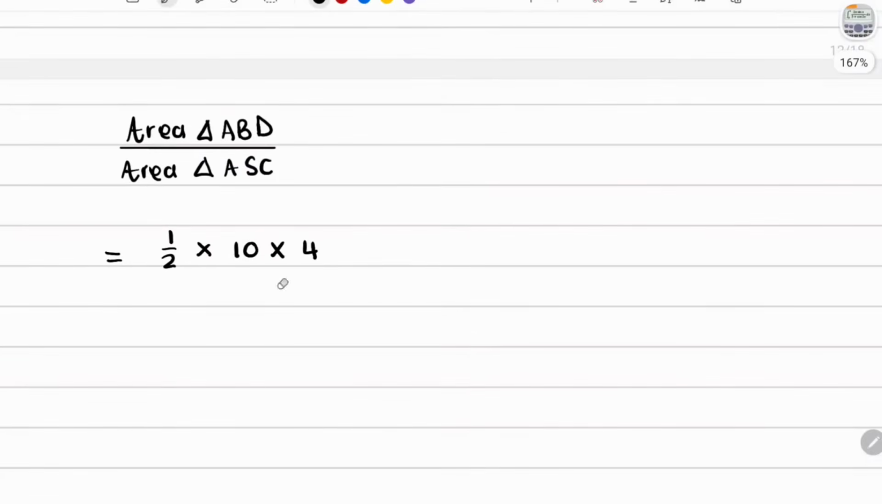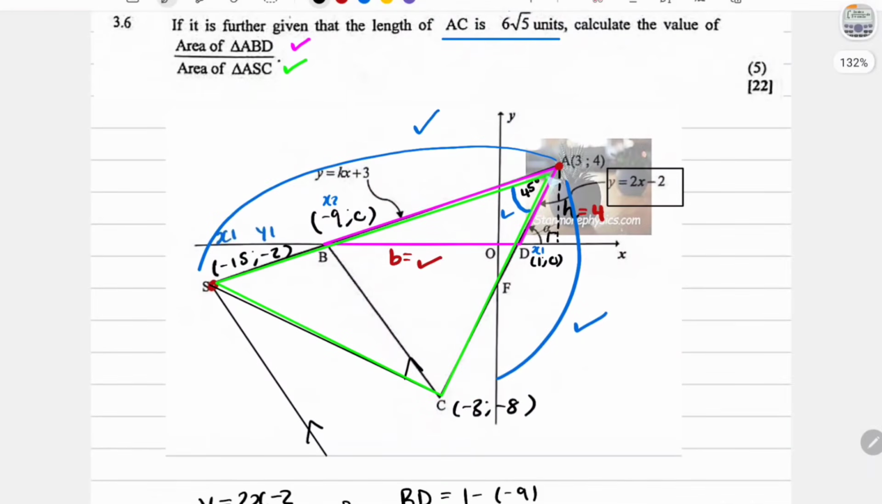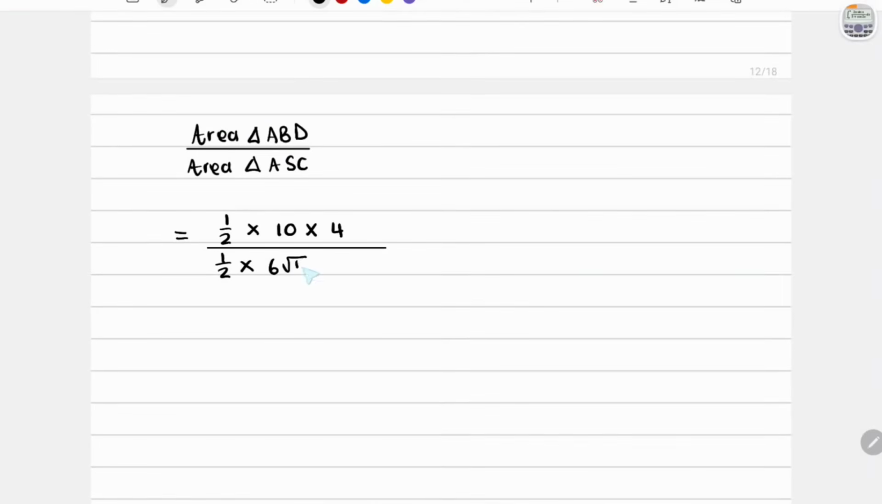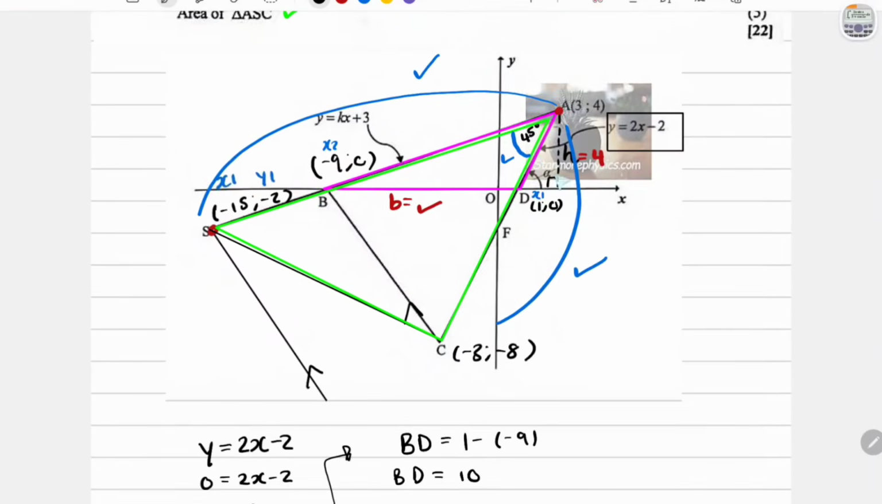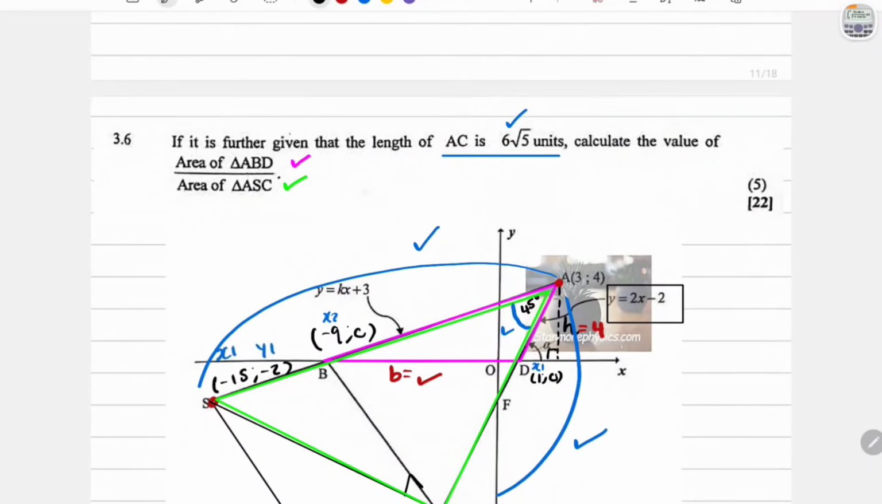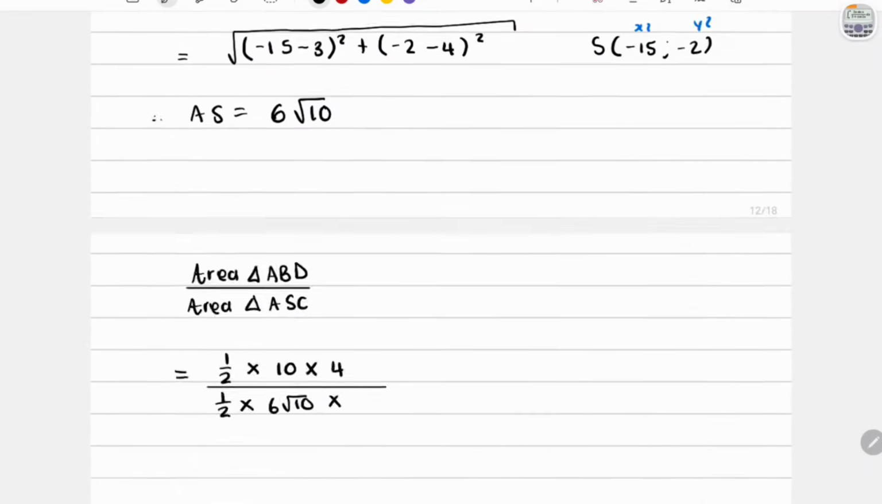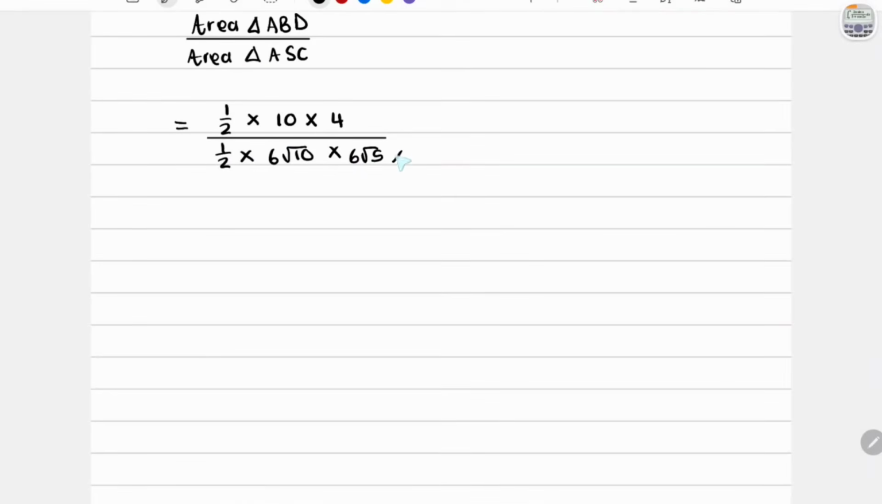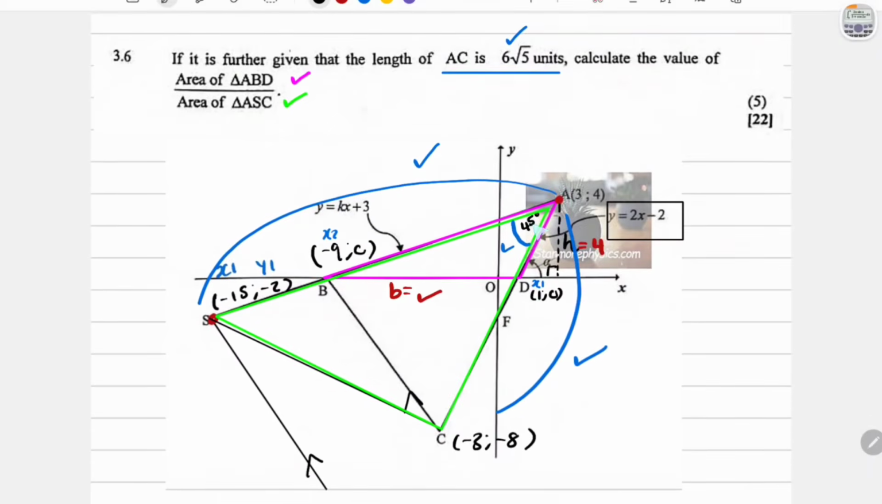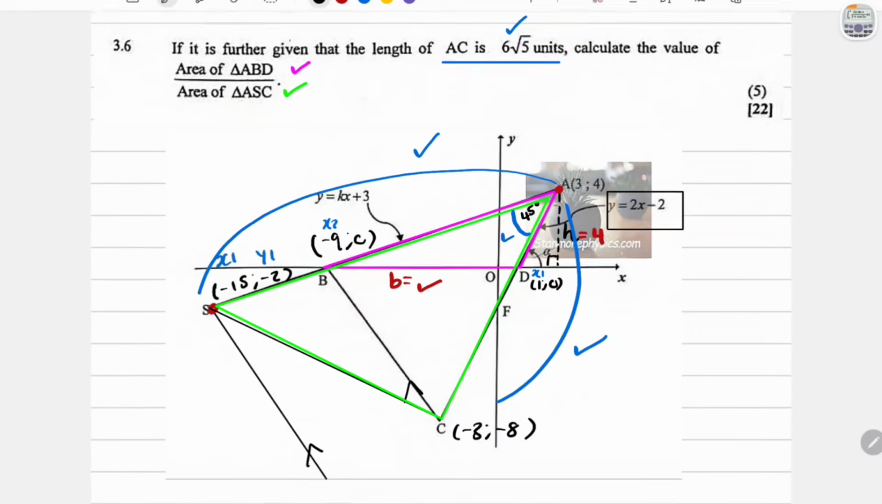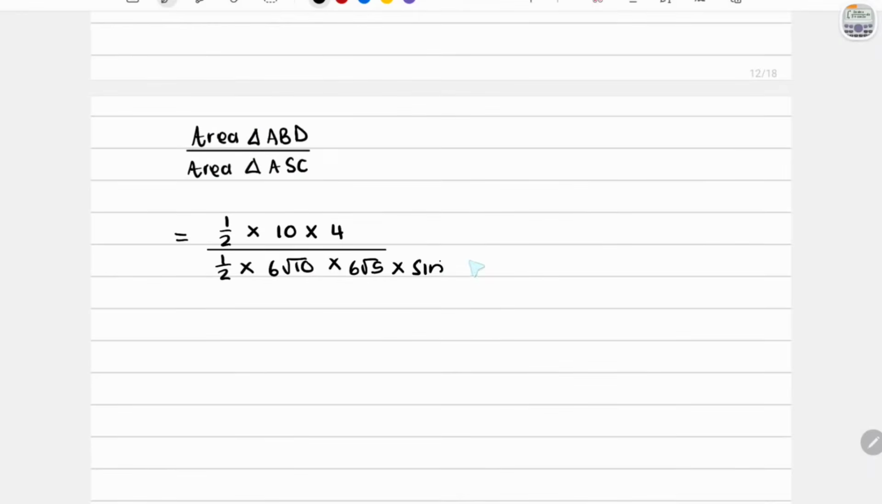Okay, so this is the area of triangle ABD over the area of triangle ASC, which we say a half, multiplied by, so remember, the one side, which is AS, we found that to be 6 square root 10. So that's 6 root 10 multiplied by the other side of that green triangle, which is AC, and they told us that it was 6 root 5 units. So that is 6 root 5. And then the last thing we multiply by is sine of that angle, which is 45 degrees. So sine of 45 degrees. Okay, so you're just going to put this into the calculator and you can get your answer.